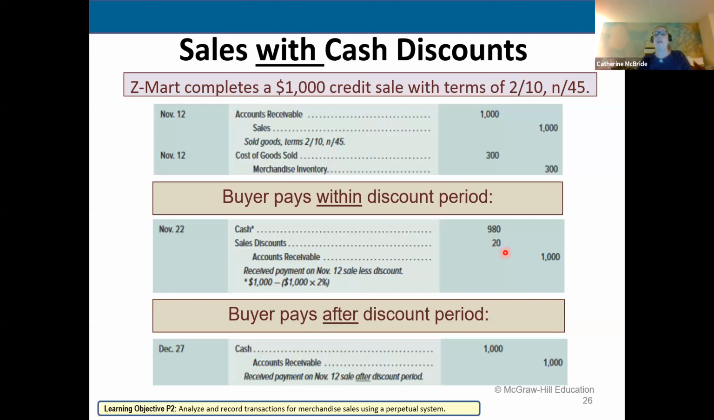Now, this $20 goes into a special account. When we're the seller, we're going to keep track of sales discounts. The reason we want to keep track of sales discounts is because we want to be able to see what we have given up in sales discounts. So that's what happens if they pay within the discount period. If they pay after the discount period, we're going to debit cash and credit accounts receivable. This is not new. This is what we've been doing for the last 2 weeks.